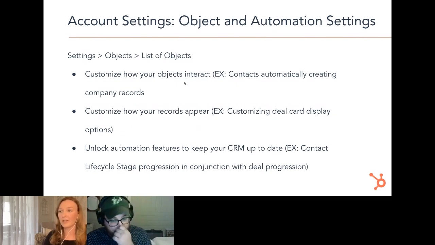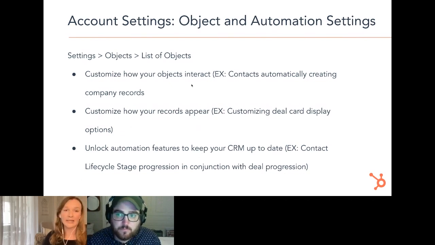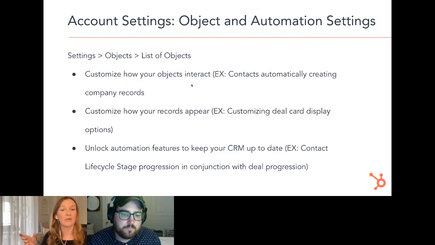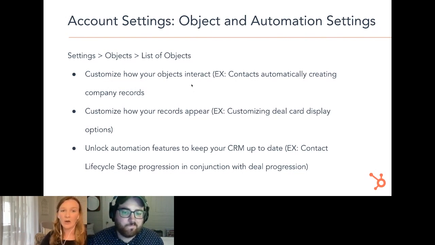The first one is customizing your objects to interact. For example, if your contacts and your companies are synced together, that means every time a contact is added with a domain on their email address that HubSpot is able to see as a website domain for a company, it will automatically create that company record with that domain name. If you're B2B and that's an applicable option, where it would be efficient to have the company records created with the contact records, that's a great thing to turn on to streamline your process, so you're not having to manually create the contact and the company records.